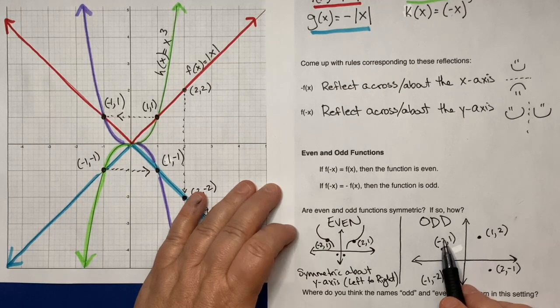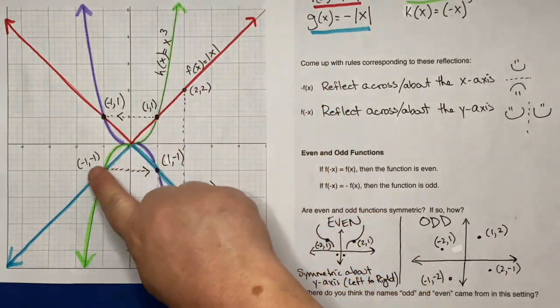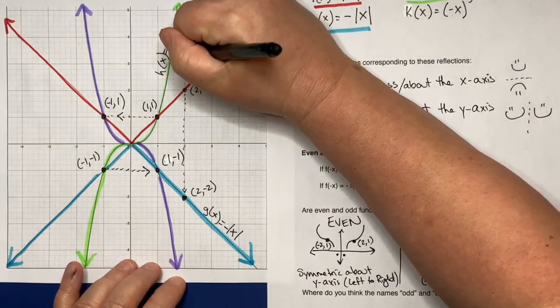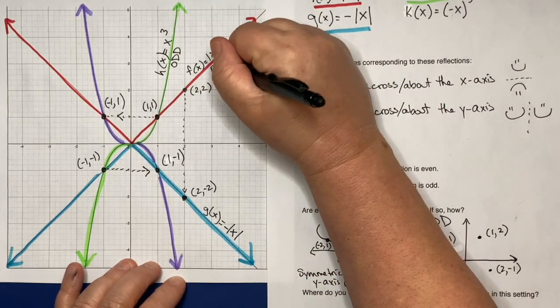This one says if x changes sign, then so does y. And so the question is, does this have a symmetry? And the answer is, yes, it does. X cubed is odd. Absolute value of x is even.